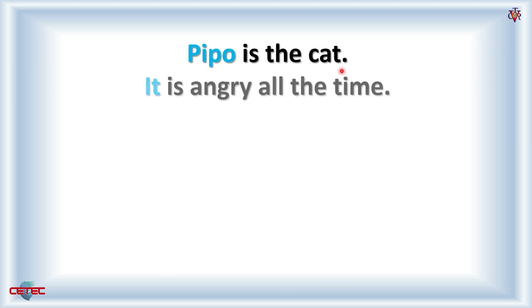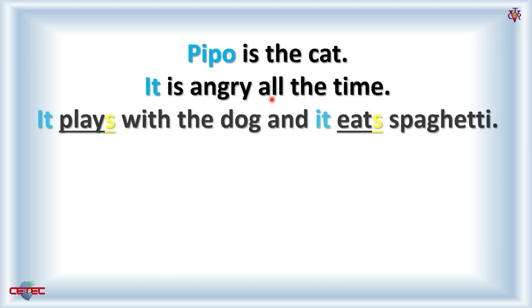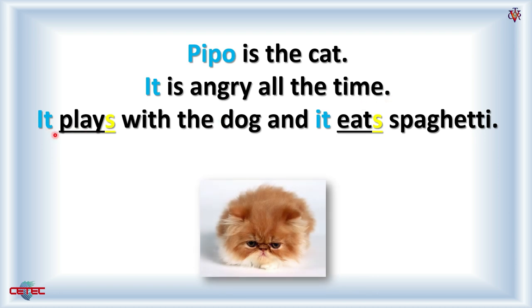This is the cat. It is angry all the time. It plays with the dog and it eats spaghetti. Here we're talking about an animal. It. The verb has to be different according to the structure and the rules. Plays. It. And the name or the subject, it.